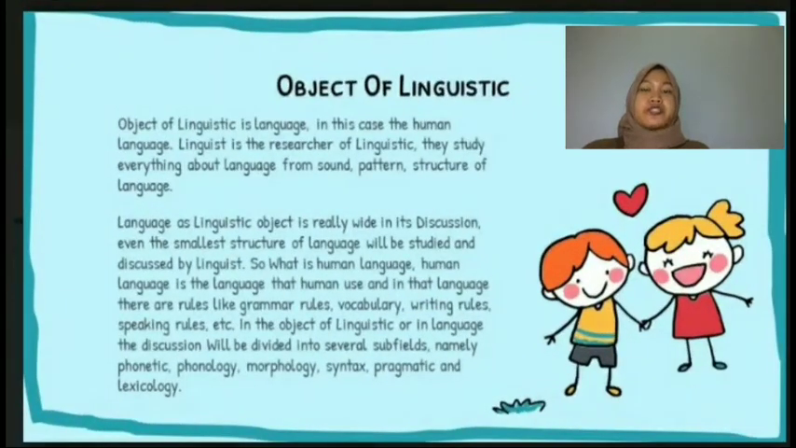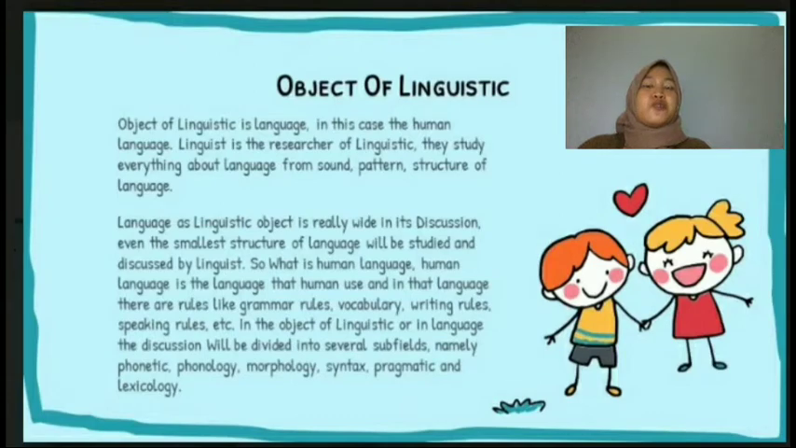Next, the object of linguistics. The object of linguistics is language, in this case, human language. A linguist is the person who does linguistics. They study everything about language, from sounds and patterns to the structure of language. Language as a linguistic object is really wide in its discussion. Even the smallest structure of language will be studied and discussed by linguists.